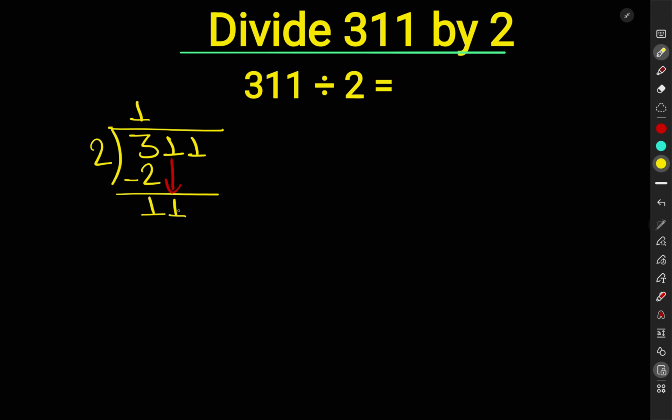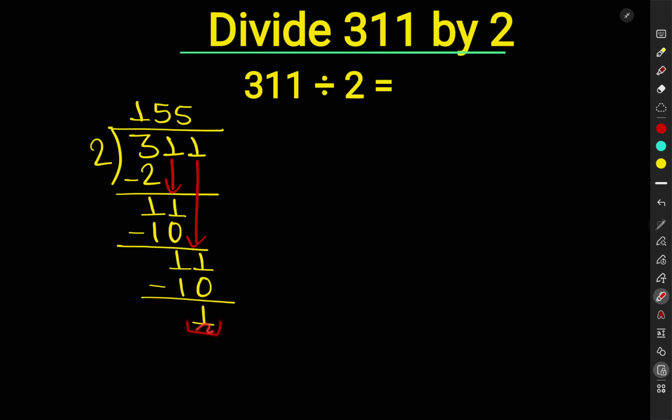So it became 11 and 2 times 5 means 10. On subtracting we get 1. So again this 1 is less than 2, so we put down the number beside this 1. So it is 11 and 2 times 5 means 10. On subtracting we get 1.